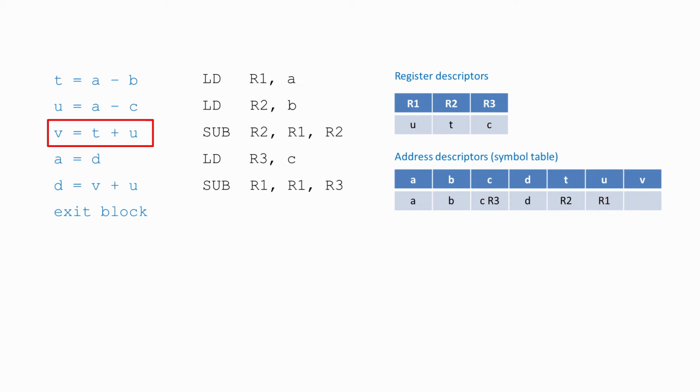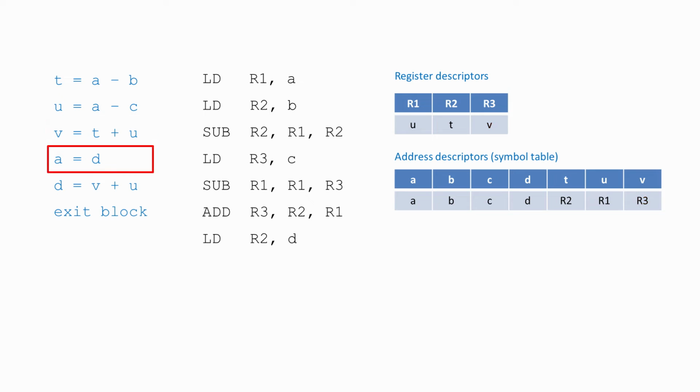Both of the values needed for the third 3-address instruction are now in registers, so the add operation requires no loads at all. Because C won't be used again within the block, and C has a value in memory, it need not be kept in a register. So the result of this calculation, V, can go straight into R3. This is what the register and address descriptors look like now.